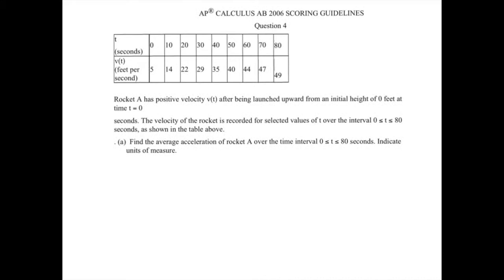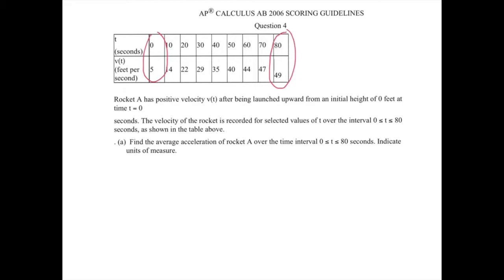Here's an actual AP free response question. As you can see, we have a data table at the top, and A is asking us to find the average acceleration of rocket A over the time interval from 0 to 80 seconds. Indicate units of measure. So we're going to be using this and this.